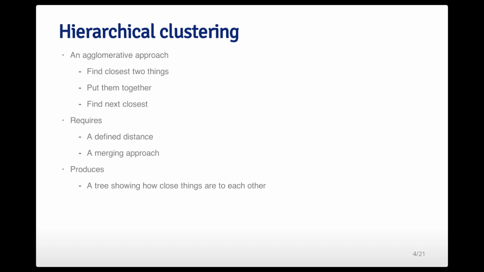This approach requires 2 important things. One is a distance metric. So what does it mean, how do you calculate the distance between 2 points? And the other thing that is required is an approach for merging points. Once you've figured out, okay, these 2 points are the closest, how do you merge them together? The nice thing that hierarchical clustering produces is a tree, which is sometimes called a dendrogram, that shows how things were merged together.